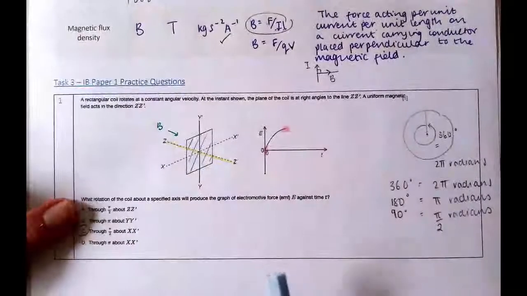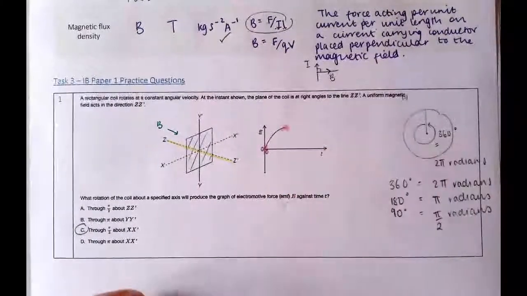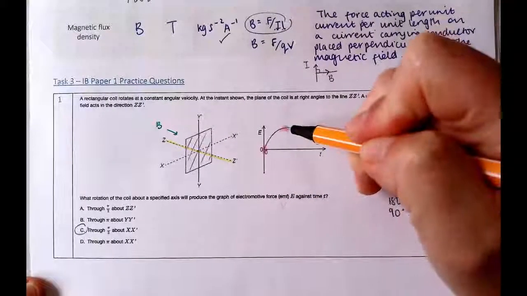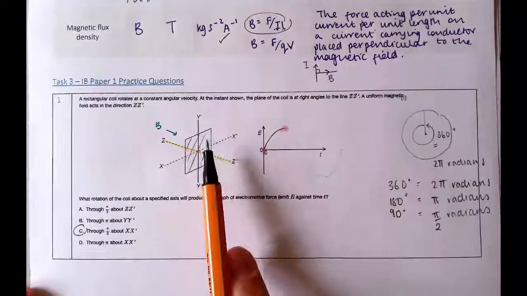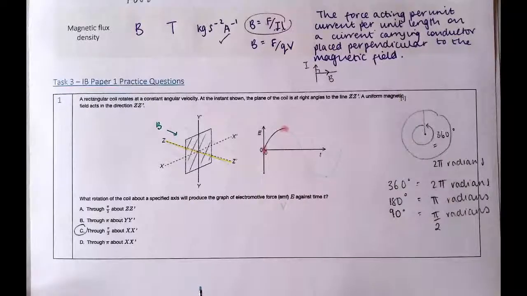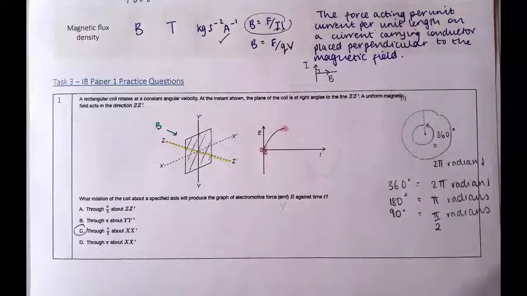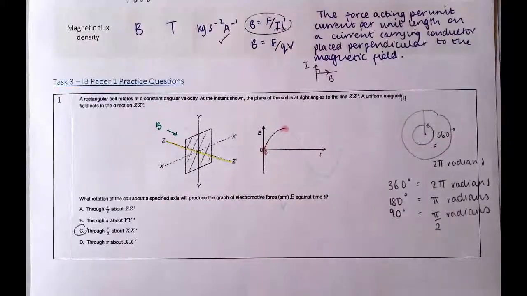What rotation of the coil about a specific axis will produce the graph of EMF, remember that this is just voltage, against time t. So remember that you saw a graph, and if I continue this graph, it's just a sine wave. And that was to do with how this coil rotates. So we know that for us to change the EMF, we have to change the amount of flux inside of the coil. So we know we have to cut through some of these field lines.